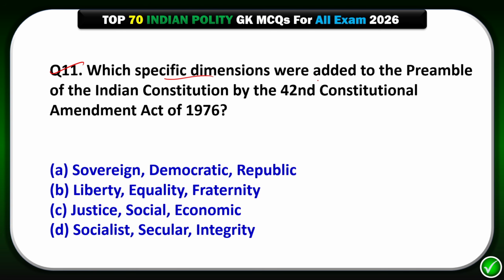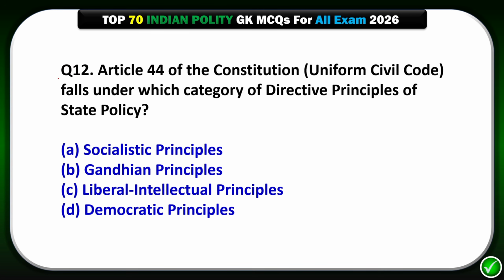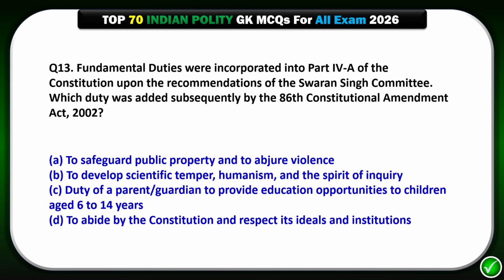11. Which specific dimensions were added to the preamble of the Indian Constitution by the 42nd Constitutional Amendment Act of 1976? Option number D is the right answer. Socialist, secular and integrity. 12. Article 44 of the Constitution, Uniform Civil Code, falls under which category of directive principle of state policy? Option number C. Liberal intellectual principles.